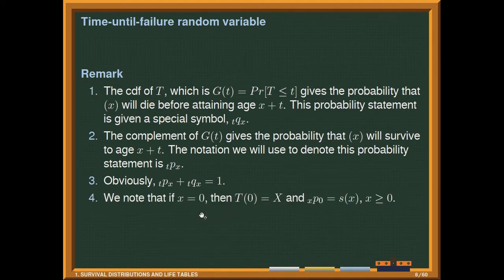And we also note that if we relate the random variables x and t, t of 0 will actually just be x, right? This is the future lifetime of a newborn, and that's actually the random variable x. And so if we write down this probability statement, this is the probability that a newborn survives to age small x, that is actually just the survival function of the random variable x evaluated at small x. Okay?